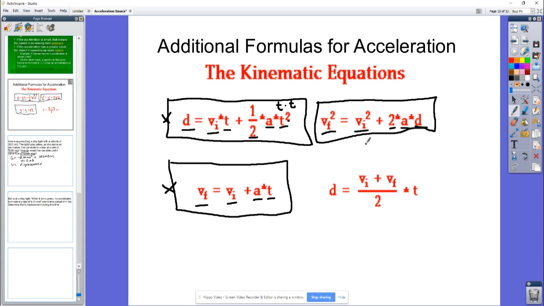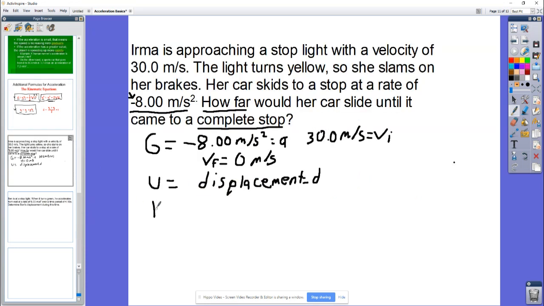Okay, so this is winner, winner, chicken dinner on this one. We're going to go ahead and use that formula. So, equation is equal to final velocity squared equal to initial velocity squared plus 2 times the acceleration times the displacement.